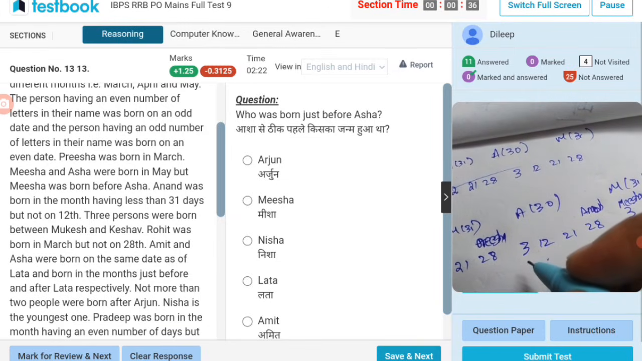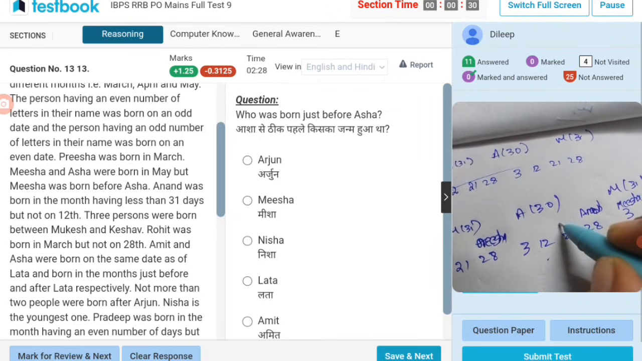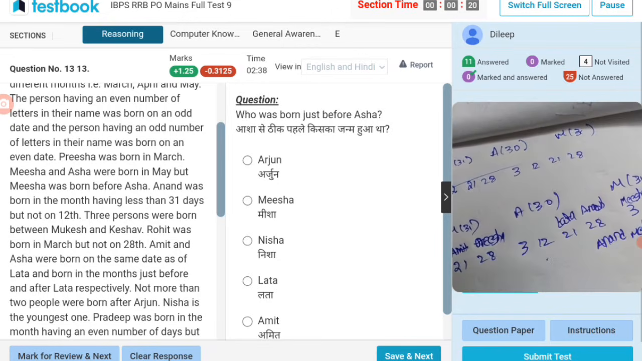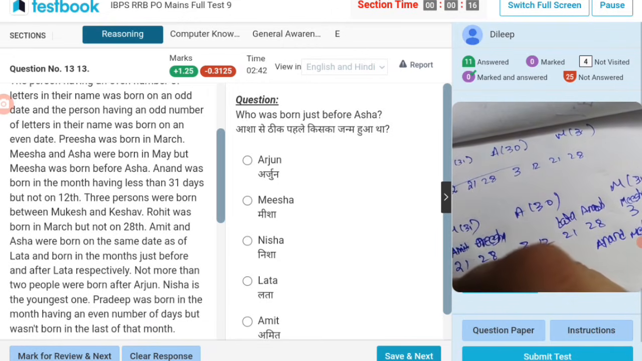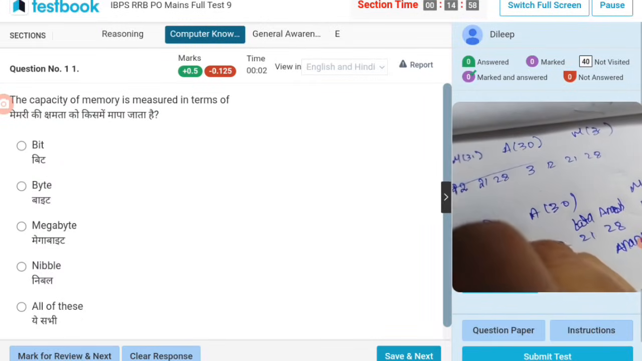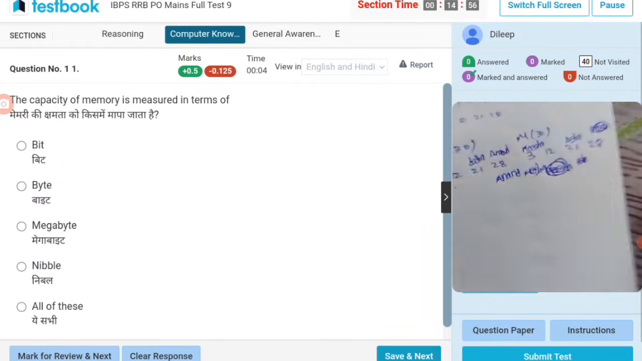Amit and Asha, same date as of Lata. Born in the months just before and just after. Amit. Not more than two people were born before Arjun. So time is over.